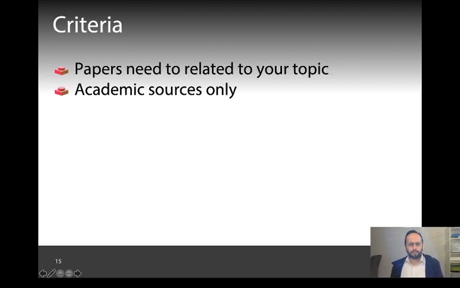Now, when it comes to criteria for you to find papers, obviously they need to be related to your topic. So if it is about, say, virtual reality or mixed reality, they need to relate to that. And we're looking, as I mentioned also previously, at academic sources only and not any news sources.